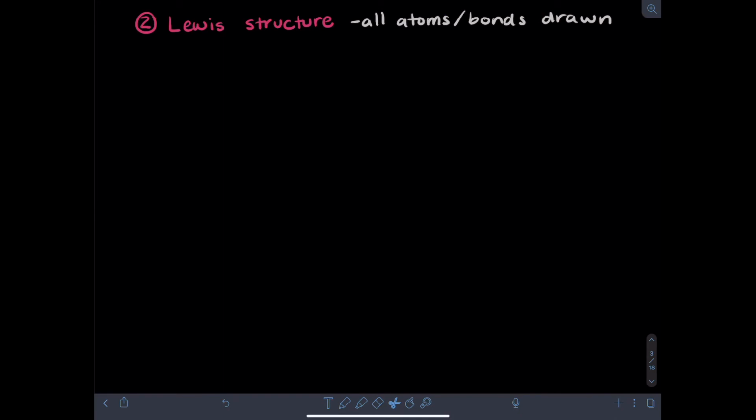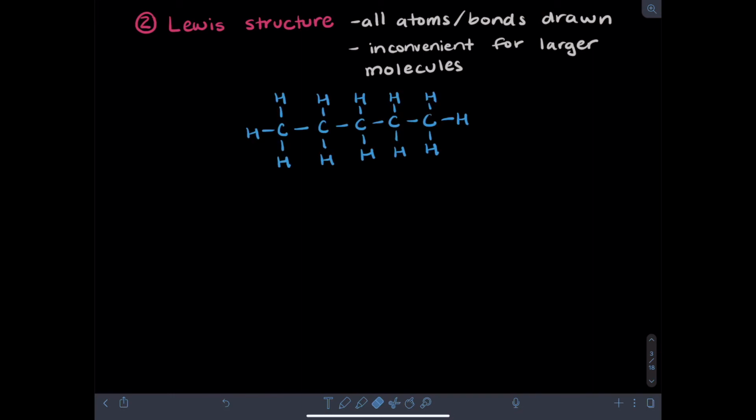Another type of molecular representation that we've seen before is the Lewis structure. In contrast to just a molecular formula, in a Lewis structure, all of the atoms and bonds are drawn out. This gives us more information about the molecule, but it gets to be inconvenient once we start talking about molecules with more than 4 or so carbons. Here's an example Lewis structure for a 5-carbon molecule. Here I have the 5 carbons in a row and single bonds between them. Each carbon has hydrogens attached to it to give it 4 bonds total.